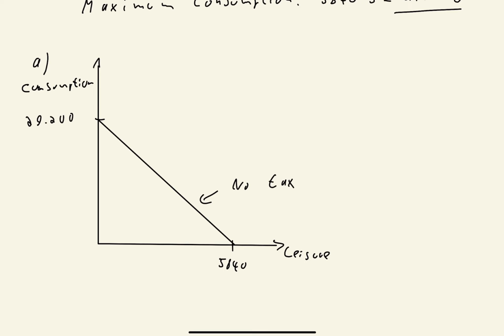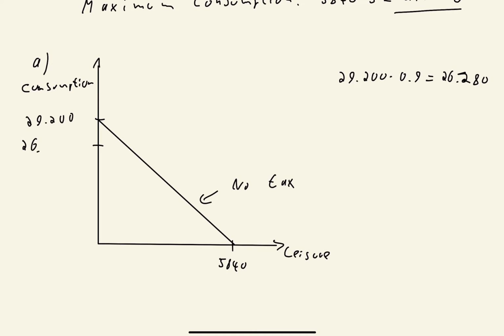And if we have taxes of 10%, like a 10% flat tax rate, then what we get is 29,200 times 0.9, which is equal to 26,280. And this brings us somewhere here.